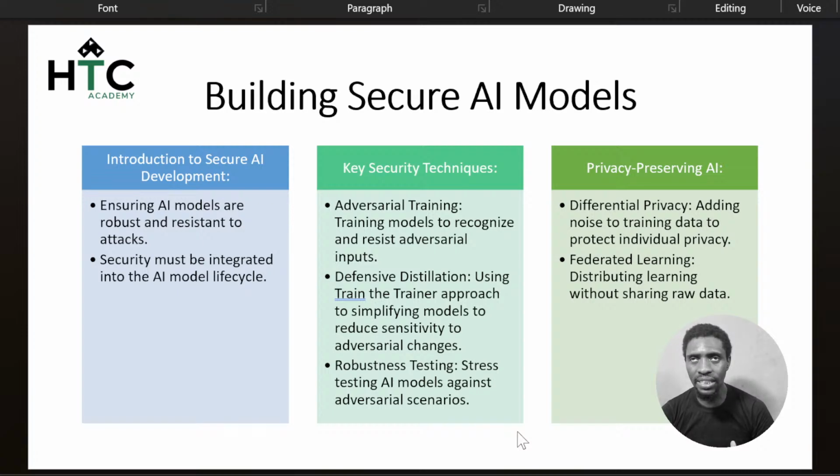It's more like distillation, trying to ensure that an AI system is less sensitive. Because if it is less sensitive, there is a tendency for it to be able to identify attacks, because it's a security method. So defense distillation is an approach to simplify the model to reduce its sensitivity to adversarial changes. Then there is robust testing, which is also another security technique. Robust testing is ensuring that the AI system is able to withstand adversarial scenarios.